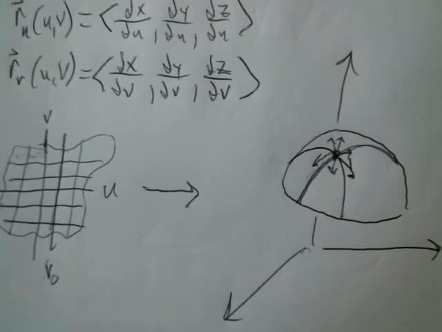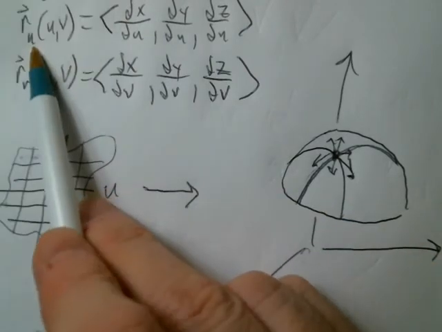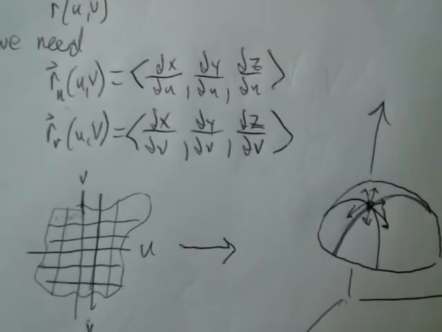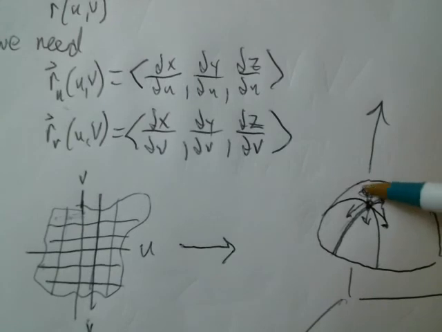Okay, so that's kind of the idea of the partial derivative in the direction of u and the partial derivative in the direction of v. I'll just leave it at that. I shouldn't have drawn all these extra vectors on there. It's just those two vectors that we're interested in.